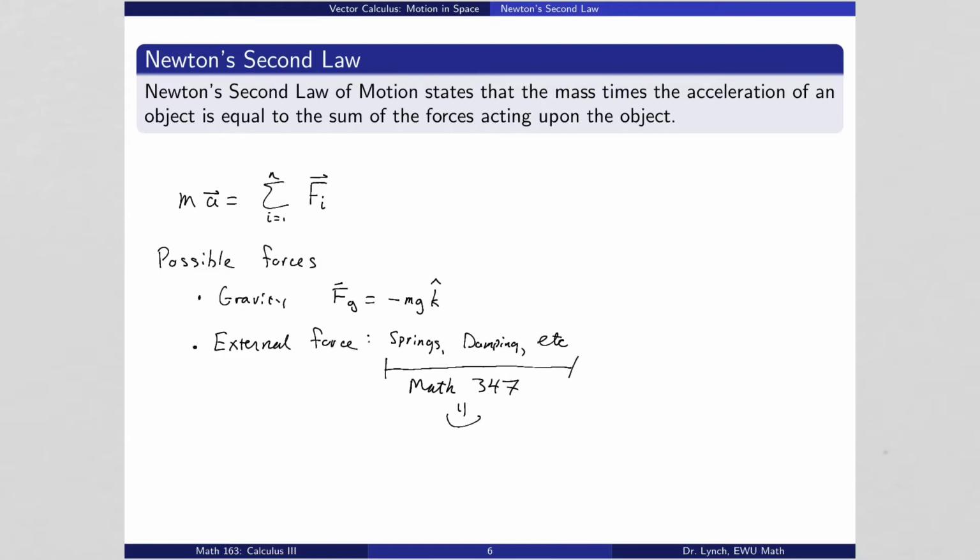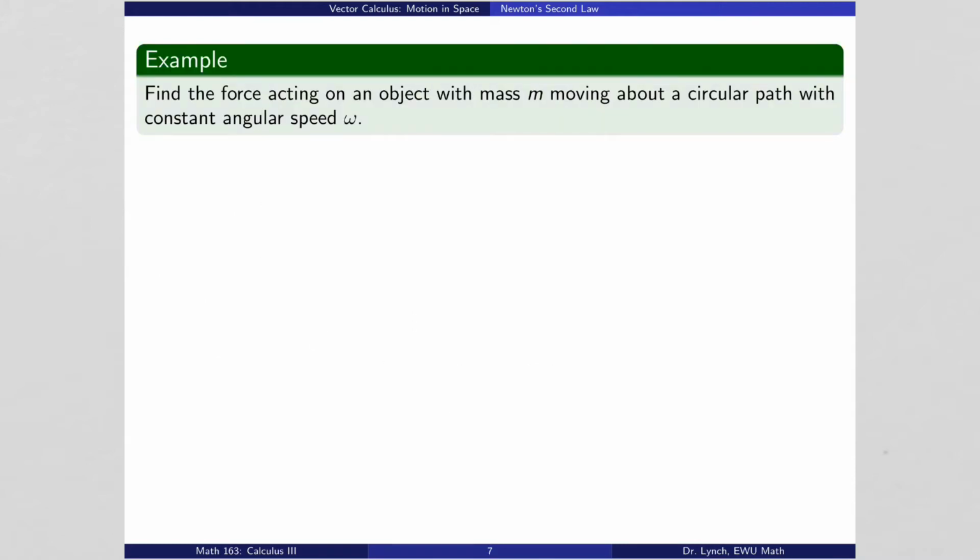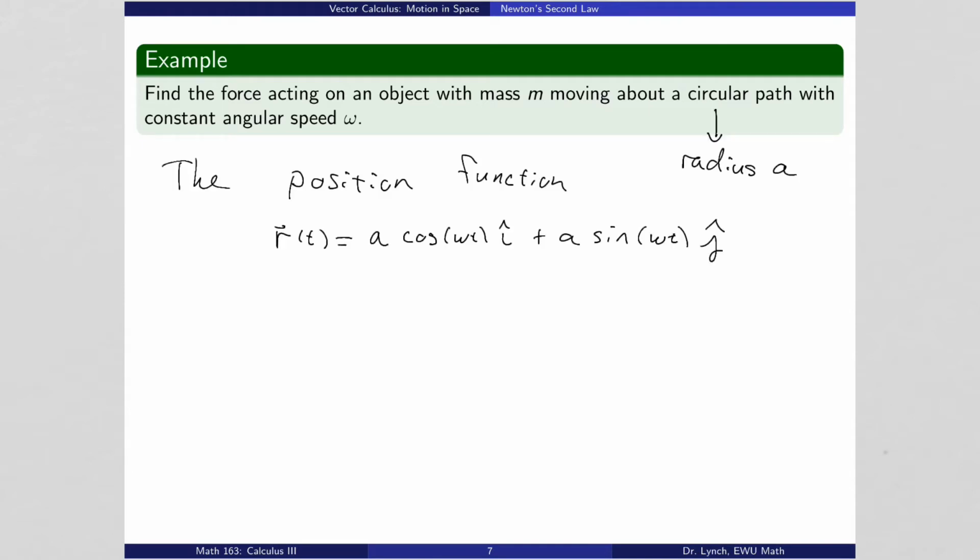Okay, here's an example of the application of Newton's second law. Let's find the force acting on an object with mass m moving about a circular path with constant angular speed given by omega. One consideration here that I forgot to mention is that we're going to assume the circle has a radius of a. Then the position function is given by the position vector valued function r vector of t is a cosine omega t i hat plus a sine omega t j hat.